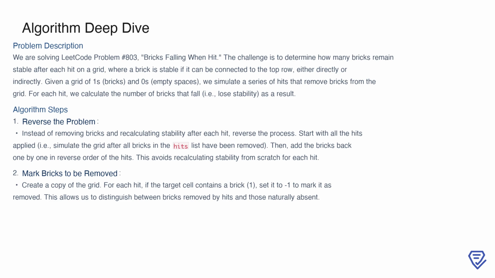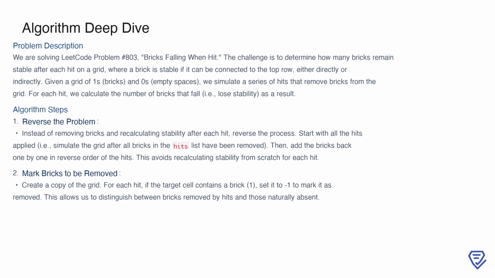When a series of hits is applied, bricks are removed, and we need to calculate how many lose stability and fall as a result. To solve this efficiently, we reverse the problem. Instead of removing bricks one by one and recalculating stability each time, we simulate the grid as though all the hits have already been applied, meaning all bricks in the hits list are initially removed. Then, we restore the bricks one at a time in reverse order of the hits, checking stability as we go. This avoids redundant recalculations.